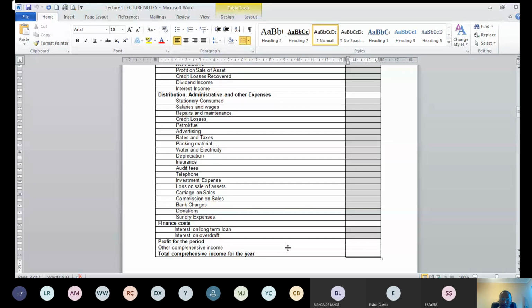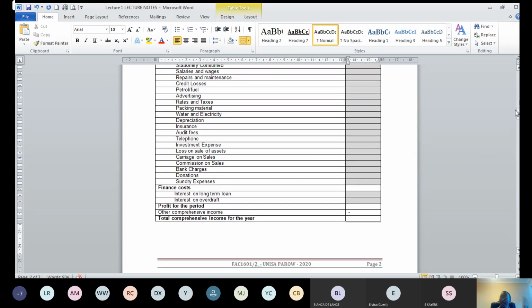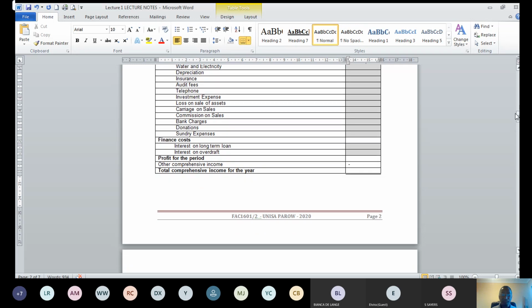Other comprehensive income, you must just label it as other comprehensive income. In this course, you guys don't have that, but it is just for the format that you must show this, and then you will have your total comprehensive income, which is the same as the profit for the period. That is your statement of profit and loss and other comprehensive income. Exactly the same as what you have done under FAC1602.